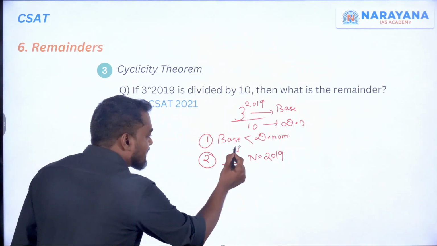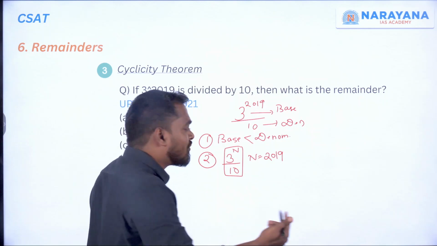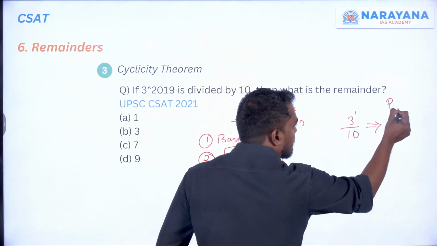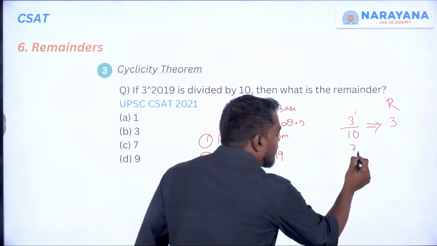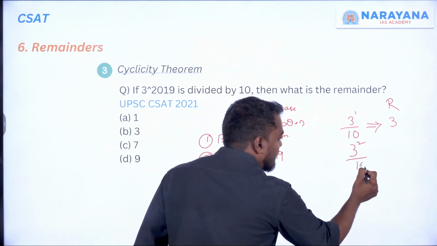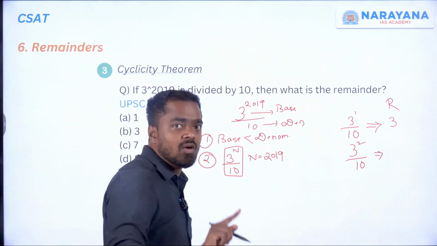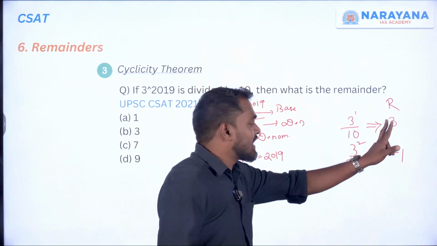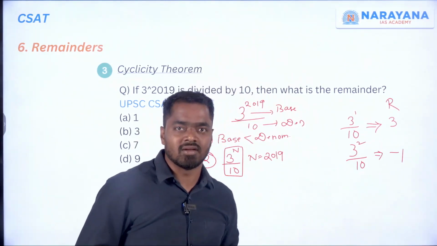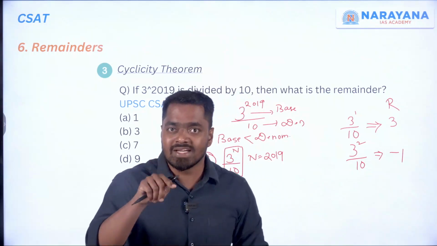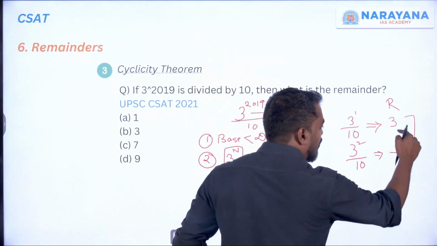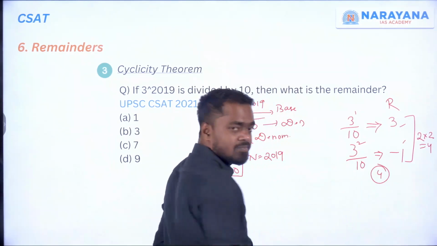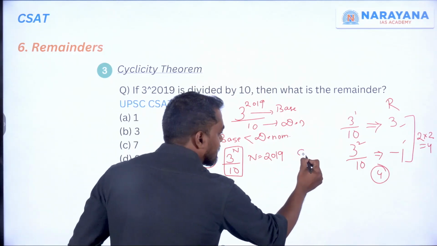You have to find the cyclicity of this expression. How to find it? 3 to the power 1 by 10, what is the remainder? 3. If you put the value 2 for n, 3 square by 10, that is 9 by 10. What is the remainder? Minus 1. Now what is the cyclicity if you get minus 1 as the remainder? Count the total number of steps and multiply it with 2. Total number of steps are 1 and 2. So 2 into 2 is 4. So cyclicity is 4.